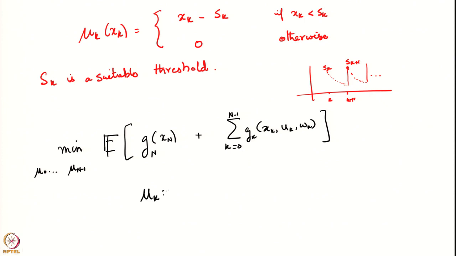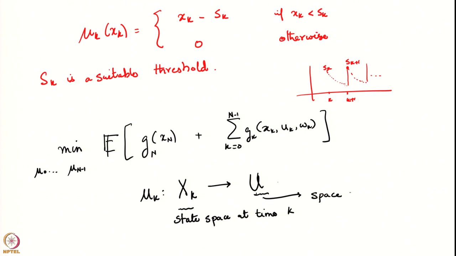Each mu k is a function that maps the state space at time k to the actions that you can choose. So in this case, for example, let's suppose capital X k is the state space at time k. This maps this to, let's suppose, capital U, the space of actions at time k. So capital U k is the space of actions available at time k.